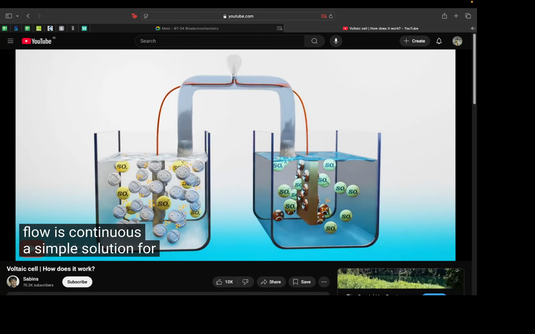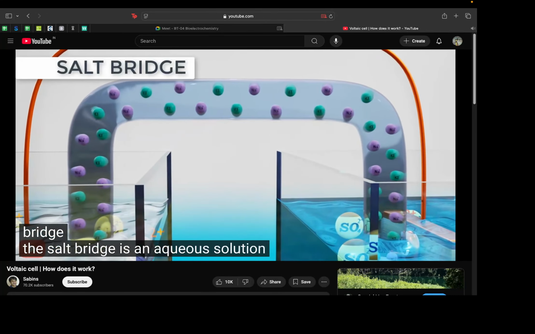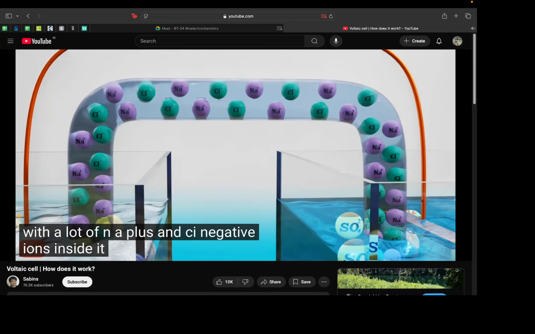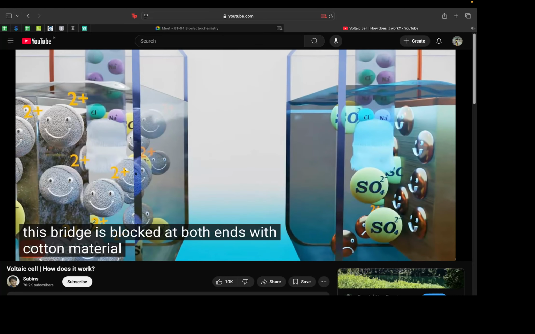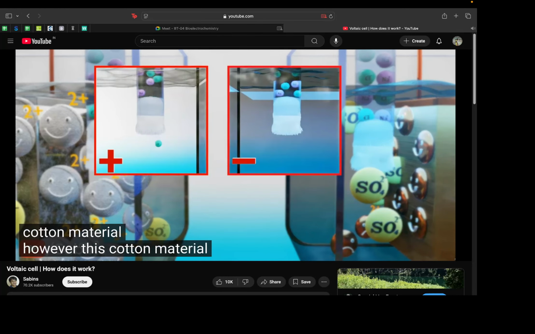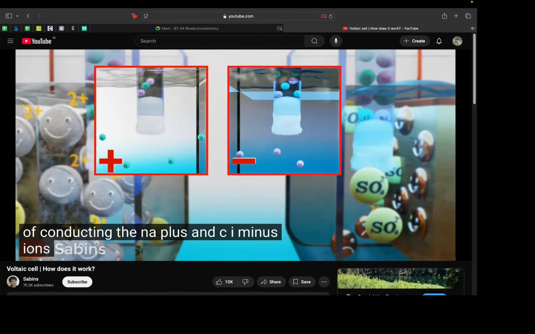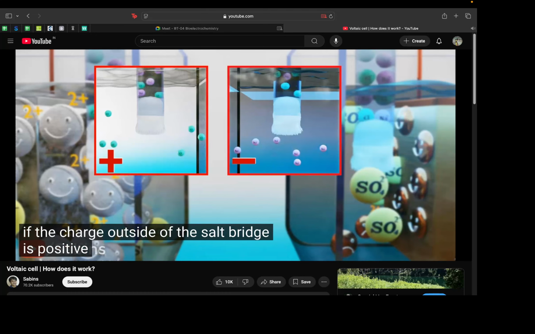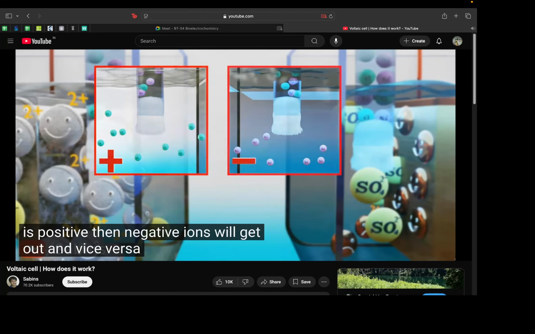A simple solution for this is a salt bridge. The salt bridge is an aqueous solution with a lot of Na+ and Cl- ions inside it. This bridge is blocked at both ends with cotton material. However, this cotton material is capable of conducting the Na+ and Cl- ions. If the charge outside of the salt bridge is positive, then negative ions will get out, and vice versa.